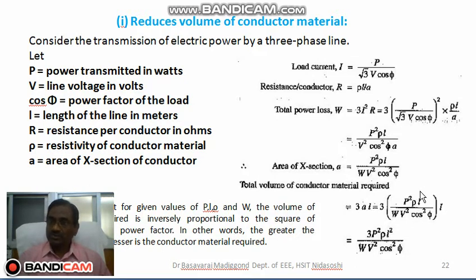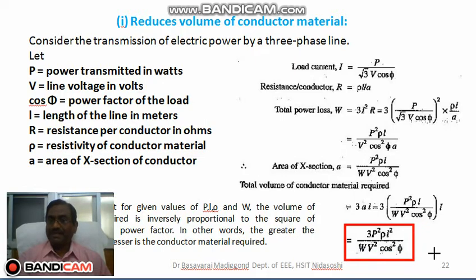So you solve this. Finally, what you will get is 3 P square rho L square divided by W V square cos square phi. This is the total volume of the conductor material required. Now, just see this equation. This is your final equation.